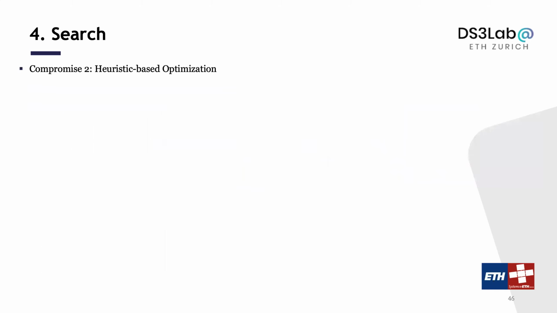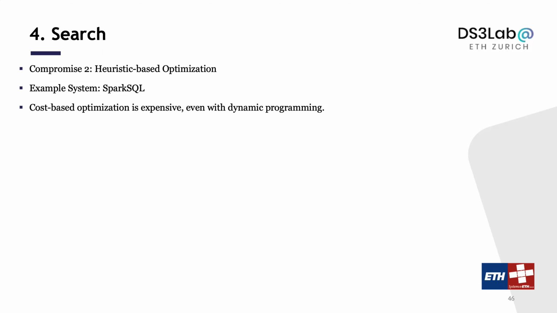And there are different ways that you can make compromise. Another way of doing this is by doing some heuristic-based optimization. One example system doing this is Spark SQL. Many of you know Spark, right? This is just a SQL engine built over Spark. At least a couple of years ago, when they first had it, they had a heuristic-based query optimizer, which is very interesting.